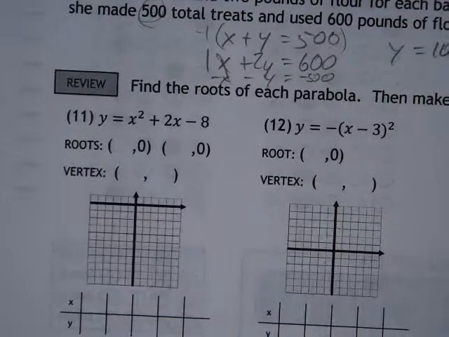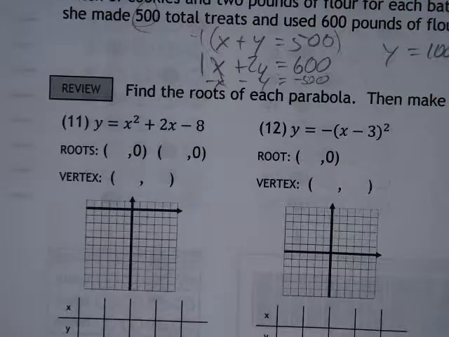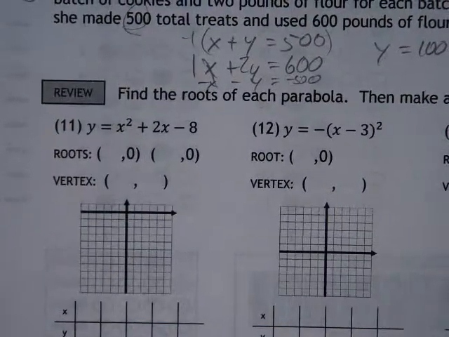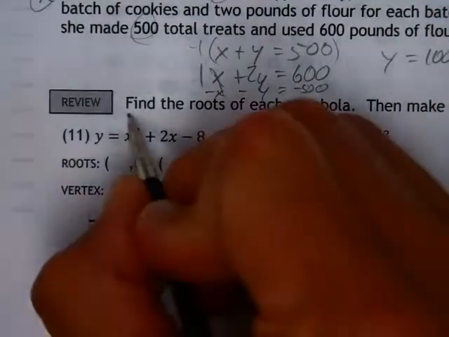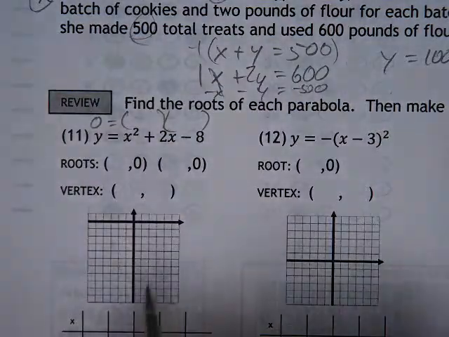We're told to find the roots of each parabola, make a table, and sketch the graph using 5 points. Well, there's a couple ways of approaching each one of these. We might approach some of them differently, but the key thing here is when we're looking for roots, we're setting y equals 0 and solving for x.